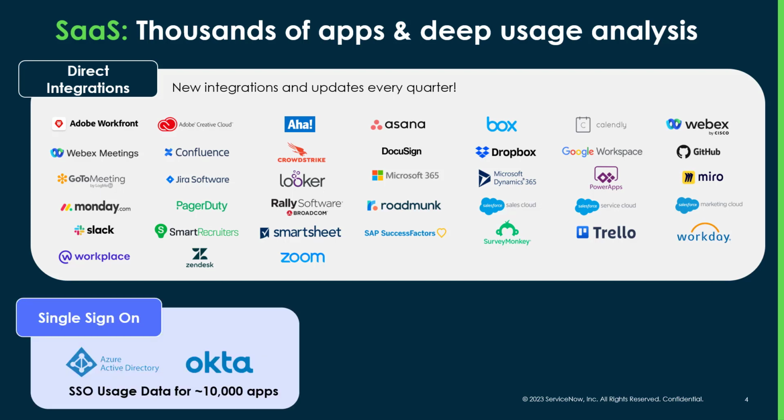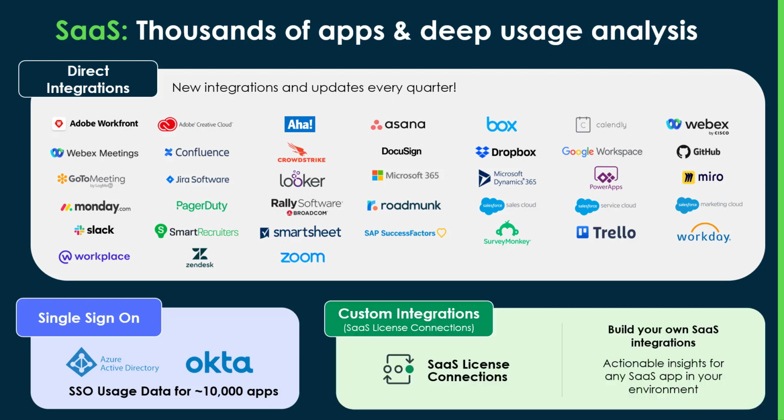We can also connect to your SaaS applications that you have configured through single sign-on. So if you're using either Azure AD or Okta to connect to SaaS applications, we can integrate into those providers to download usage data, potentially for thousands of additional applications. And finally, through a custom integration in our low-code environment, you can build your own SaaS integration for any application that exposes its data through an API.